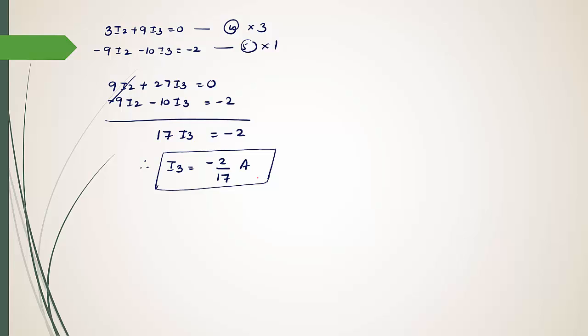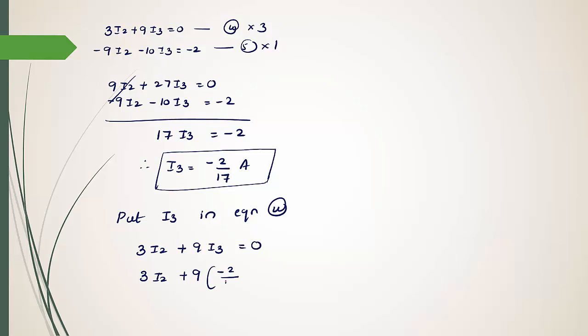Now using this value easily we can calculate I1 and I2 value. How to calculate I1 and I2 value, you can observe. We can substitute the value of I3. Put I3 in equation number 4. 3I2 plus 9I3 is equal to 0. Substitute the value of I3 here. 3I2 plus 9 keep as it is. I3 is how much? Minus 2 by 17 is equal to 0. Or we can write 3I2, 9 2s are 18. That will be minus 18 divided by 17 equal to 0.